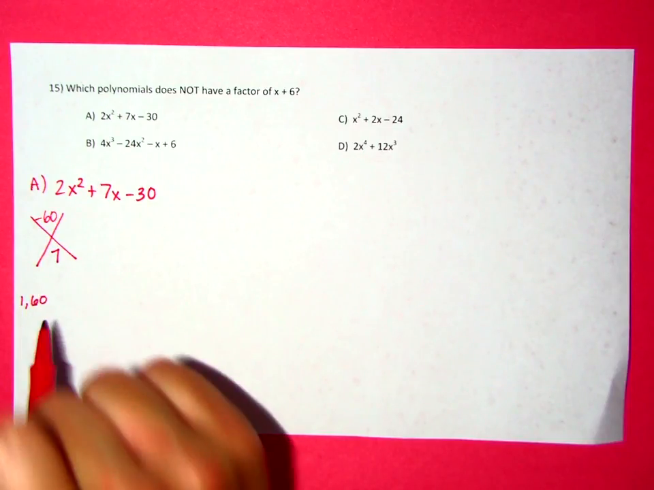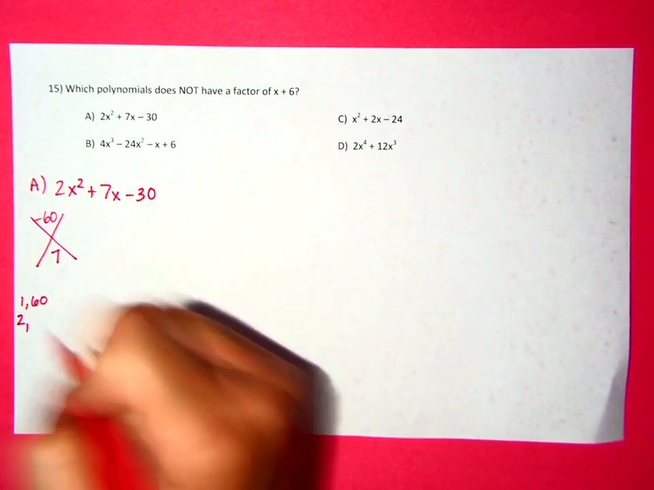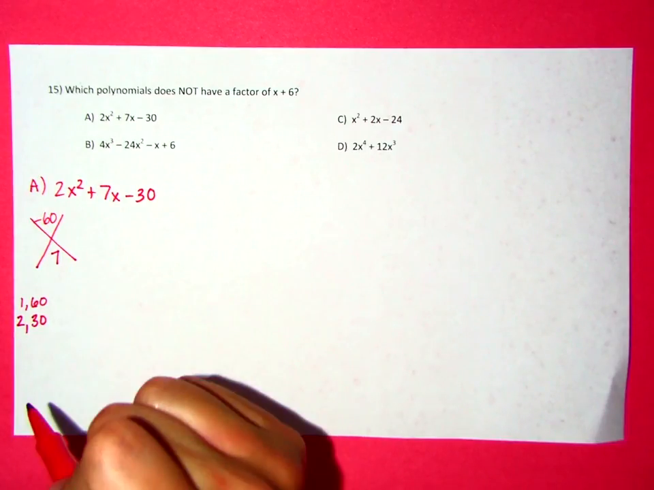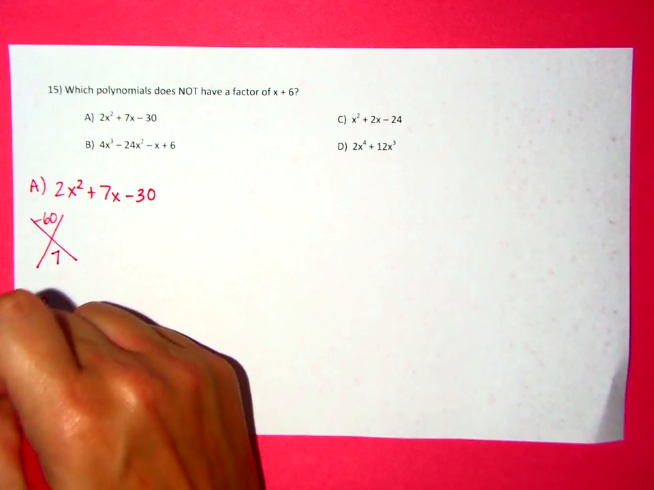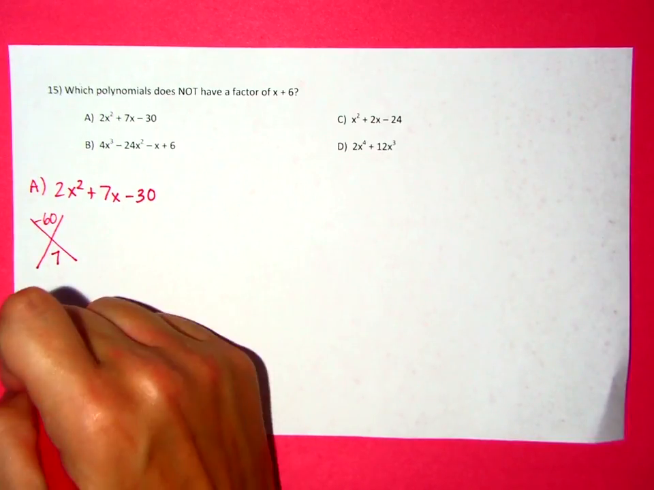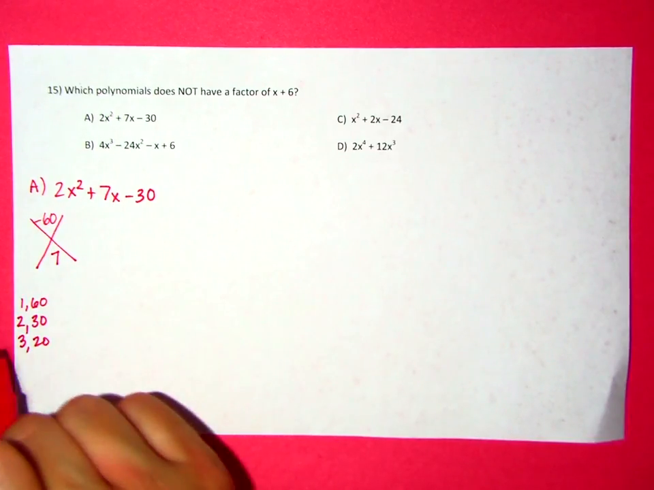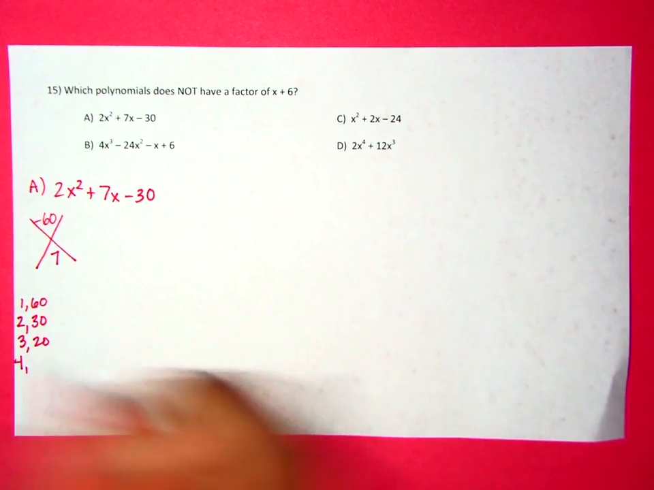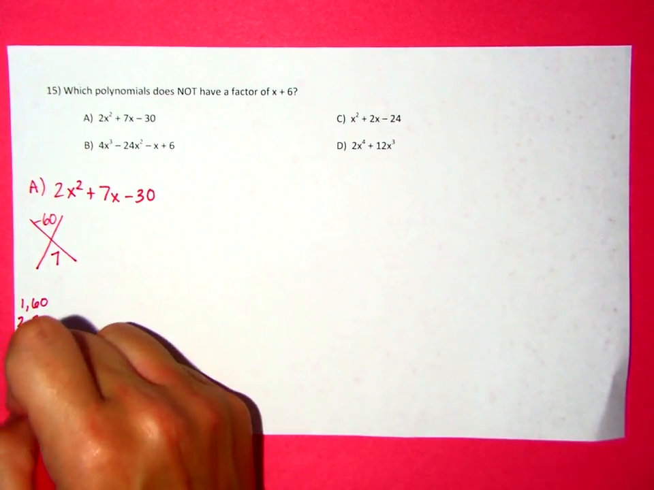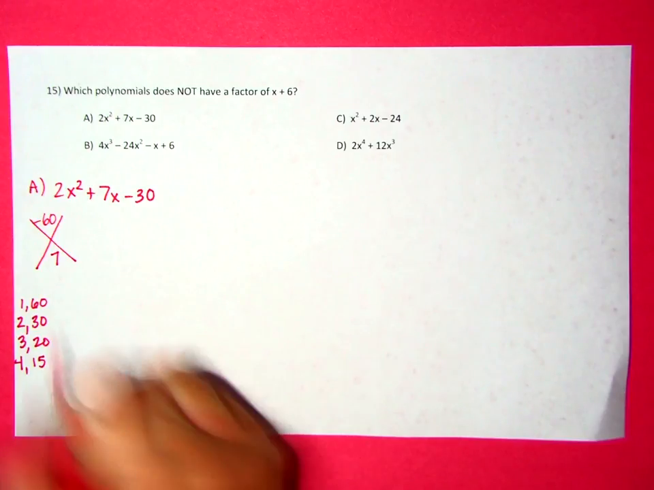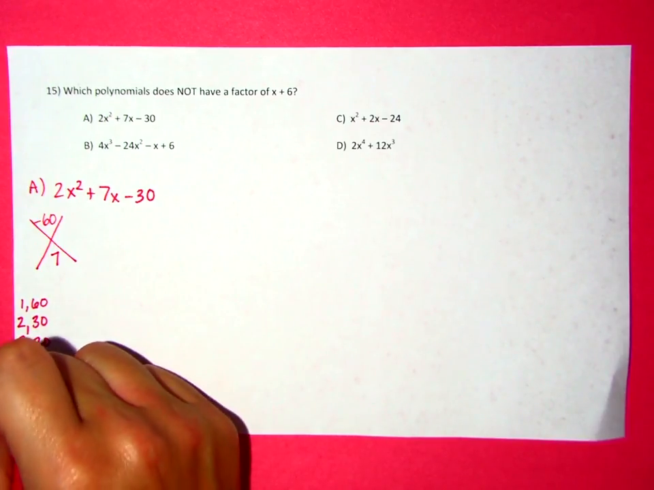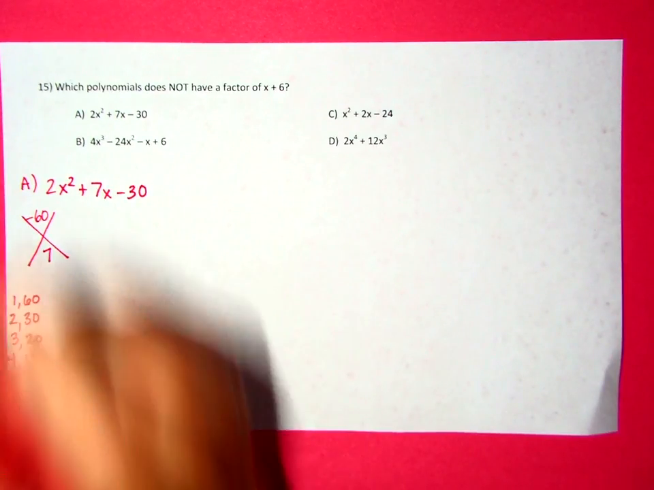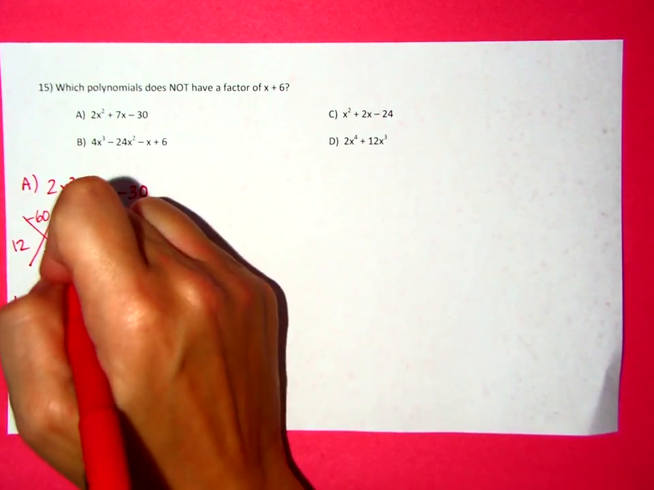If we do 60 minus 1, that's not going to give us 7. So let's try something like 2 and 30. If we did 30 minus 2, that's still not going to give us 7. So we try maybe something like 3 times 20. 20 minus 3 is 17. It's getting us closer, but it's still not there. 4 is a factor. We could do 4 times 15, and 15 minus 4 is 9. It's not 7. We could try 5 times 12. And if we did 12 minus 5, we will get 7. So we know that these have to be 12 and 5.